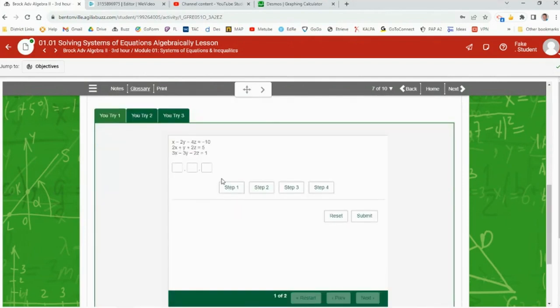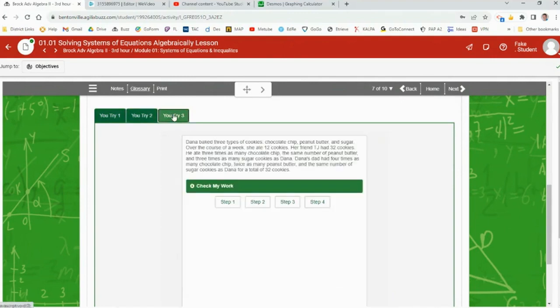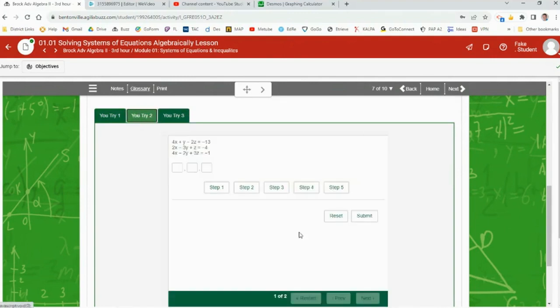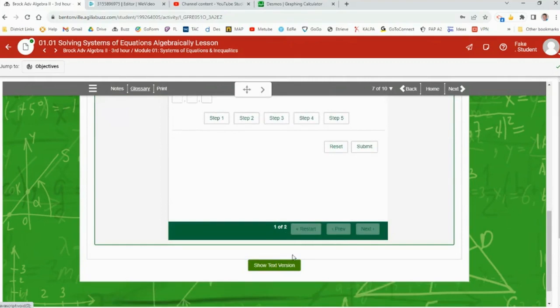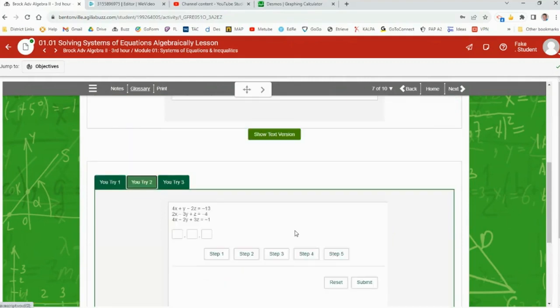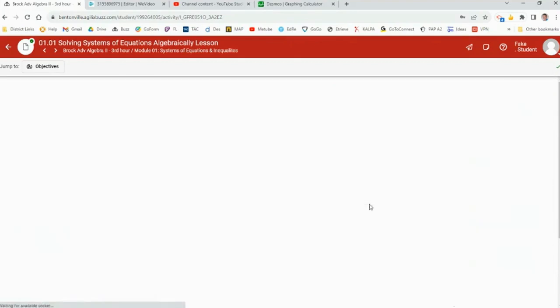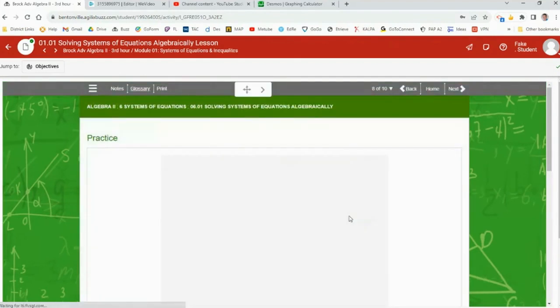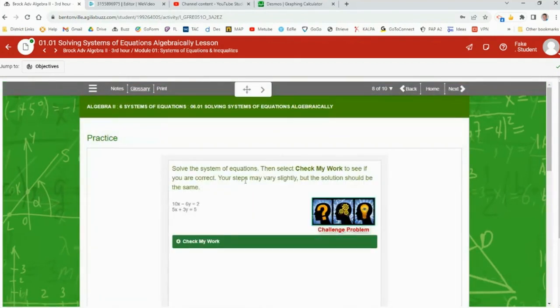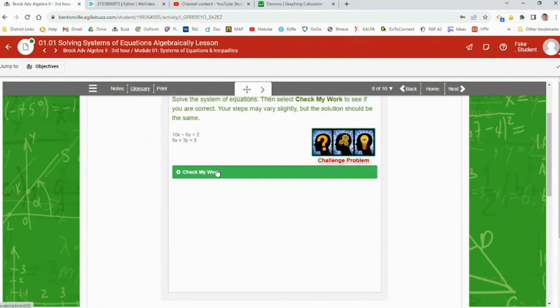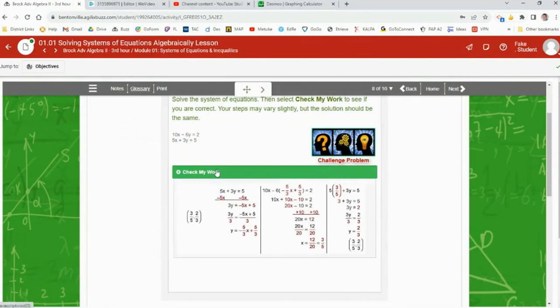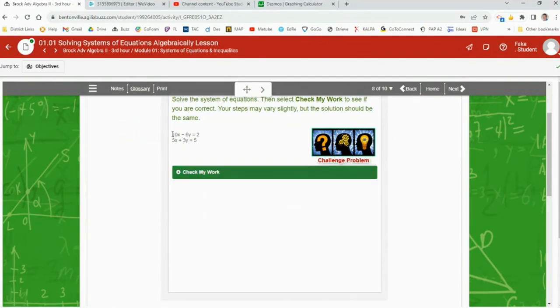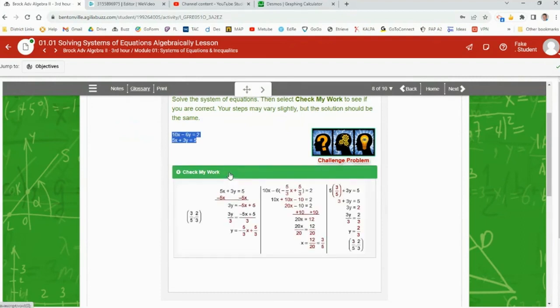Here's some different ones down here. 3 problems for you to practice down here. And it will tell you if you're correct or not. More practice problems on page 8. Solve this distance equation and select check my work. See if you're right. It'll show you how to do it. So this is for you to practice on paper. And here's where you can check to see if you did it correctly.